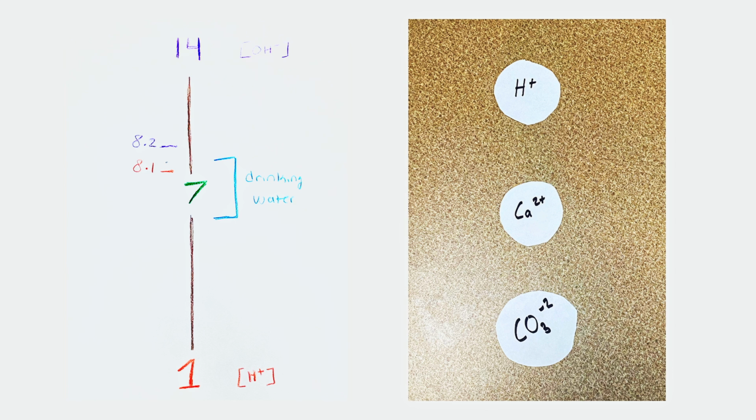Our drinking water, for reference, is around 6.5 to 8.5. It's a little off scale there, but that's all right. It's usually around 7 though. And what we've noticed is that our ocean's pH right before the Industrial Revolution was around 8.2. So it's a little bit basic. And then directly after the Industrial Revolution, we've noticed a decline in the pH of the ocean. It is now sitting at 8.1.